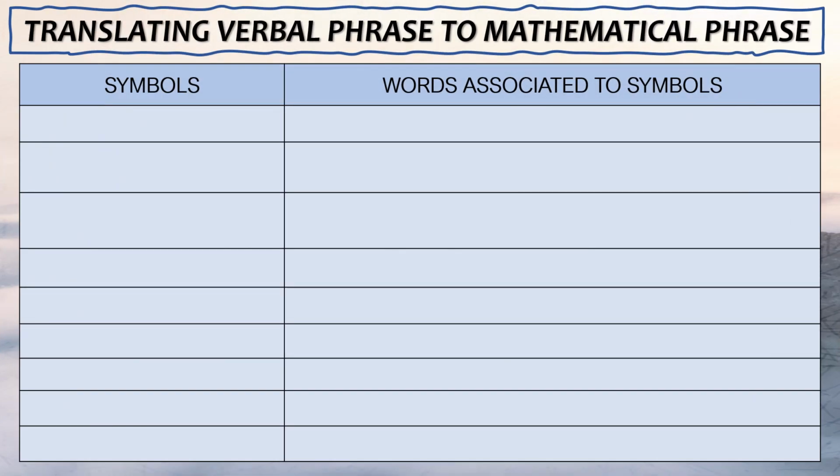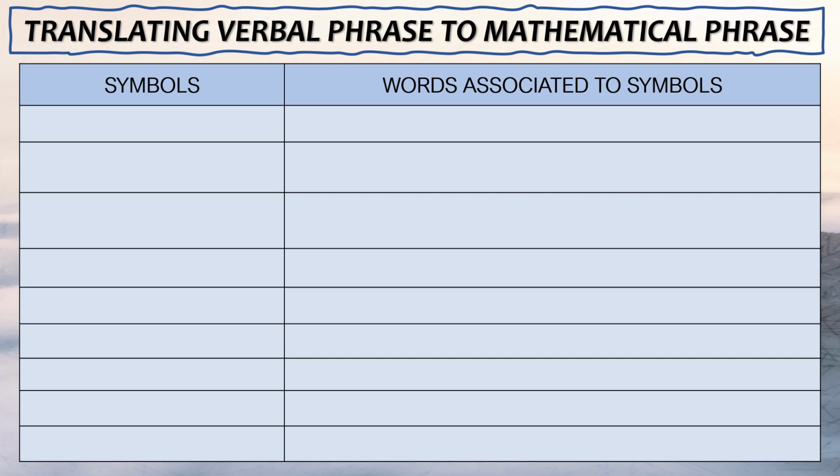So, paano nga ba tayo magta-translate ng verbal phrase to mathematical phrase? Una, kailangan maintindihan natin kung ano ba yung sinasabi sa isang phrase or verbal phrase para ma-convert natin siya or ma-translate natin siya sa isang mathematical equation. So, ito yung mga halimbawa ng symbols or keywords para malaman natin kung ano ba yung symbols na ating gagamitin.